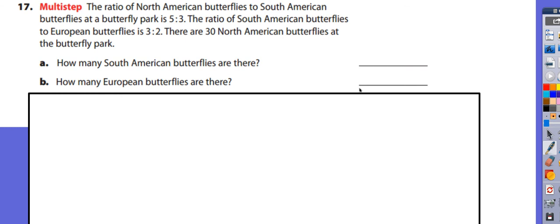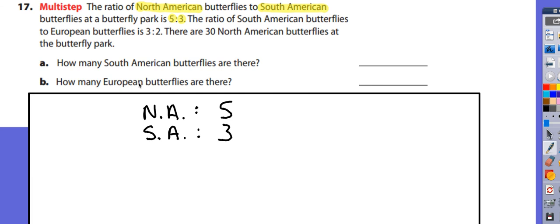So here's what I'm going to do. I'm going to set up a table here where the first thing I'm going to list is the North American butterflies. And if you read that carefully, notice that the word North American comes first, and then the number that comes first is 5. So the North American butterflies would be 5. And then the second term was South American butterflies. And if you go back to that ratio, it says 5:3. So North American to South American is 5:3. So I'm going to set up my table as North American is 5, South American is 3.